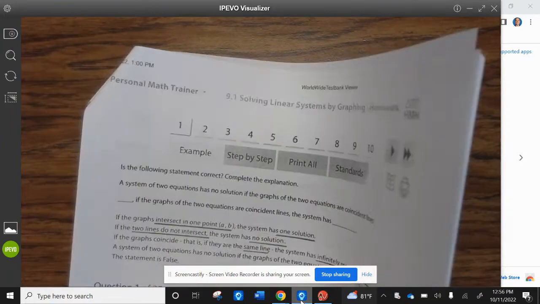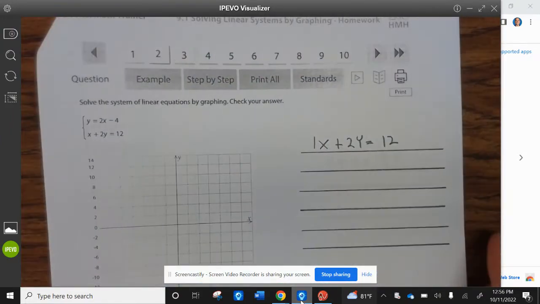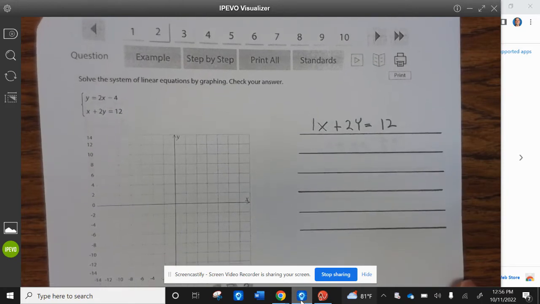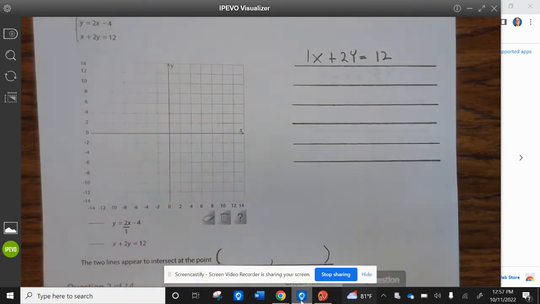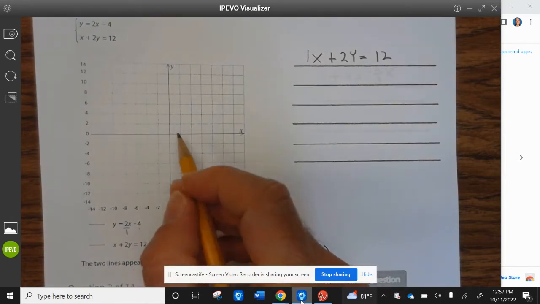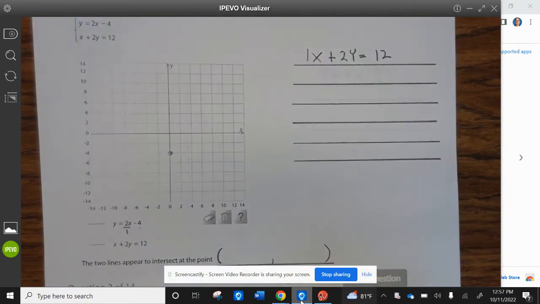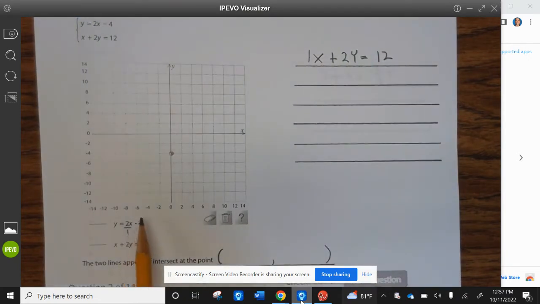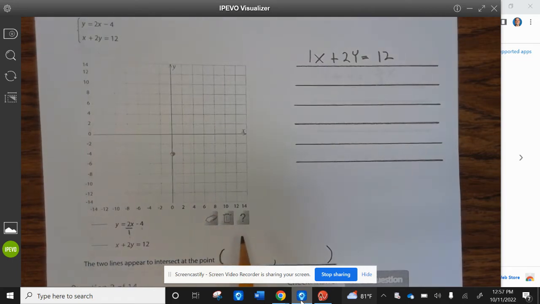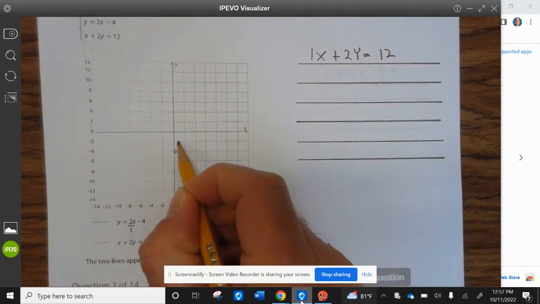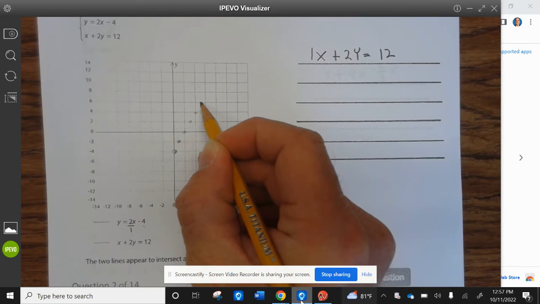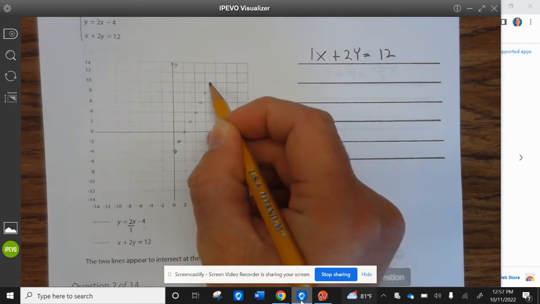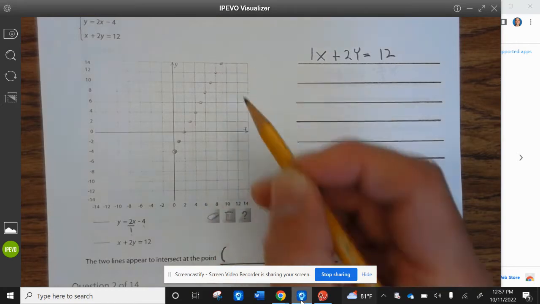All right, let's take a look at the next example. Solve this system of equations by graphing. So we're going to graph the first line because it's already solved for y. Okay, so we start at 0, -4. Now the slope is up 2 to the right 1, but be careful, these are counting by 2's, not 1's. So I'm going to go up 2 to the right 1, and repeat that across the graph.